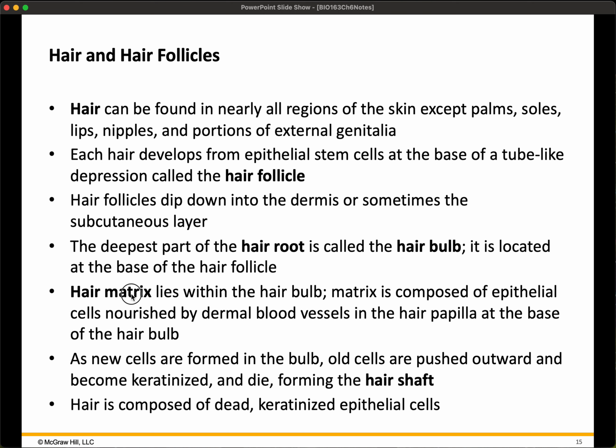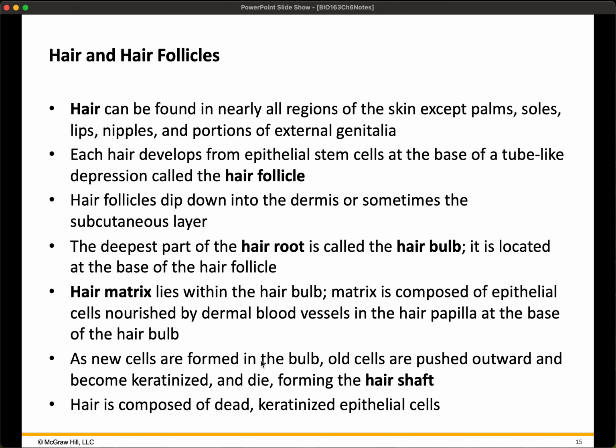This is what contains the matrix and is what is actually producing new cells. So within the hair matrix, you have dermal blood vessels right at that hair papilla. So there's that word papilla again. Remember, it's just referring to a shape. It's not referring to actual specific isolated structures. So the hair papilla presses up into the bulb, into the matrix, and that is what's supplying blood vessels, so those cells can continue to divide and push up, forming the hair shaft.